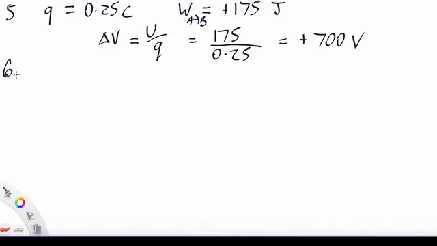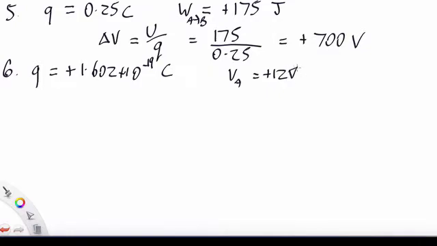Number 6, we have a proton, so the charge is plus 1.602 by 10 to the -19 coulombs. And we want to know what work would the field do moving the proton from a point with V is plus 25 volts to a point where it is plus 55 volts. So the change in potential is it has gone down by 70 volts.